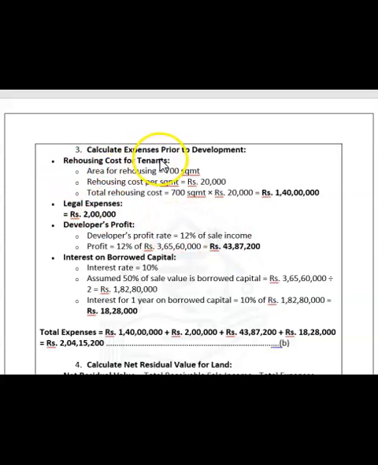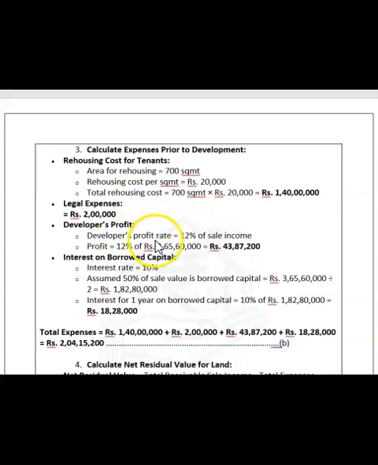Total gross value minus the total expenses. Now calculate expenses prior to development. Rehousing cost for tenant. Area for rehousing 700 square meter. Rehousing cost per square meter is 20,000 rupees. 700 square meter into 20,000, this is 1 crore 40 lakhs. With 1 crore 40 lakhs the developer makes rehousing for the tenant. They will stay there. Okay, then the chapter is closed. 140 lakhs will go. Legal expenses 2 lakhs.